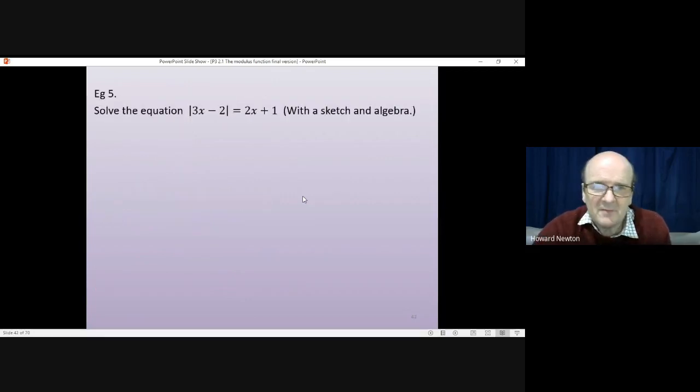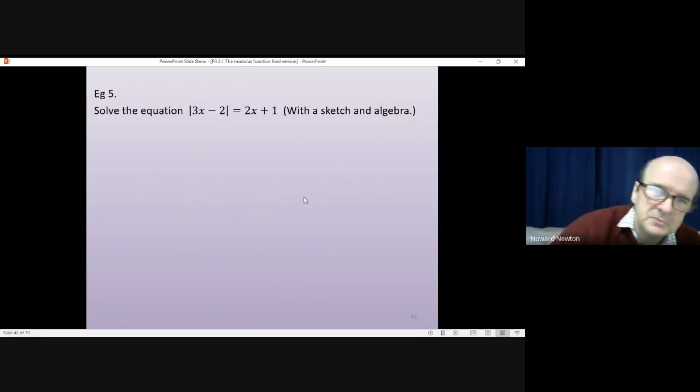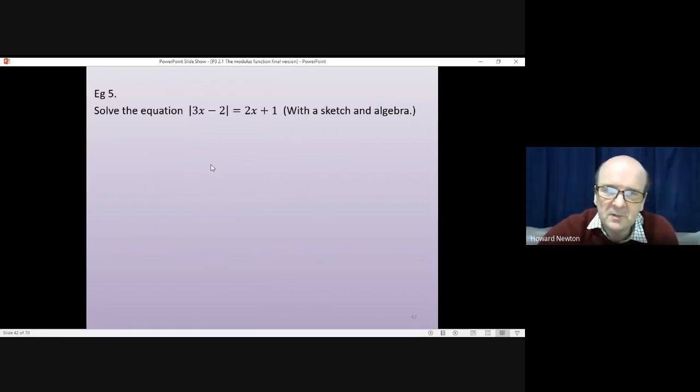Now, example 5, we're going to do in a slightly different way. I suggest you don't pause the video with this, but that you just follow it through. If you've done curve sketching before and graph sketching before, then you'll be fine with this. If you haven't, then you should follow it carefully.